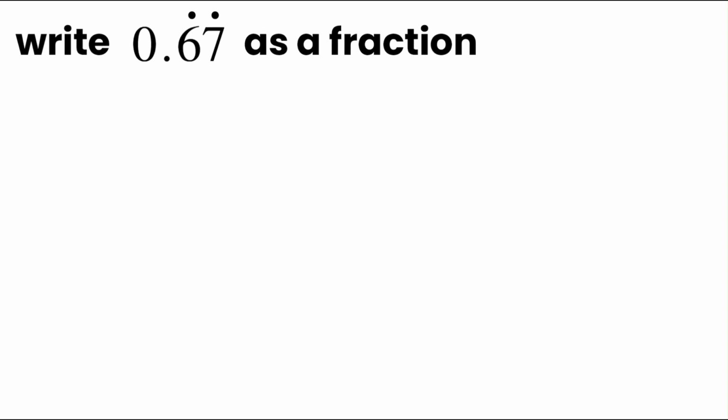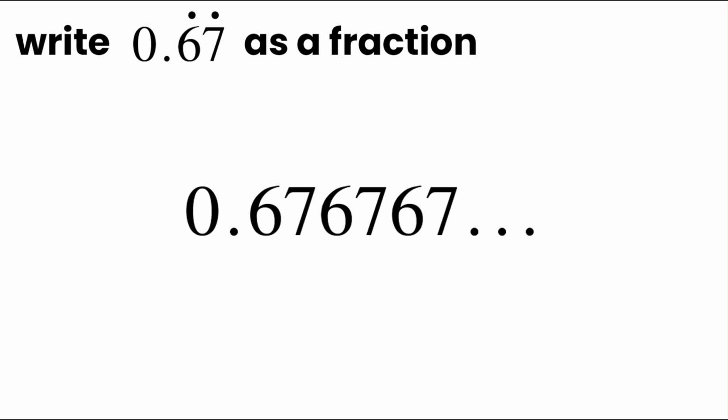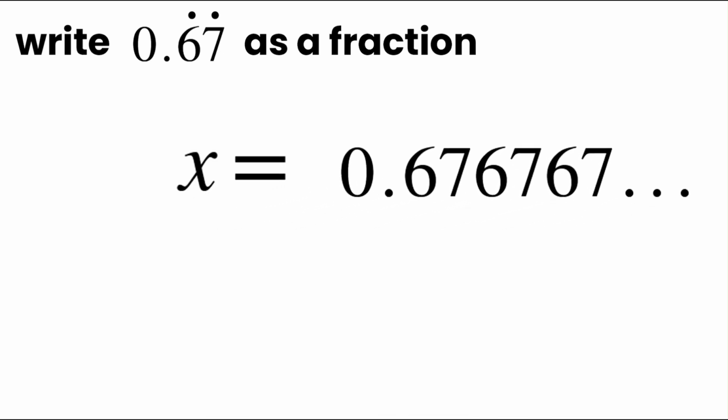Here we have 0.67 recurring, and we're required to convert it into a fraction. Now, notice the two dots above the 6 and the 7. What does this actually mean? Well, all this means is if we wrote this out fully, we would have 0.67676767, and so on and so on.